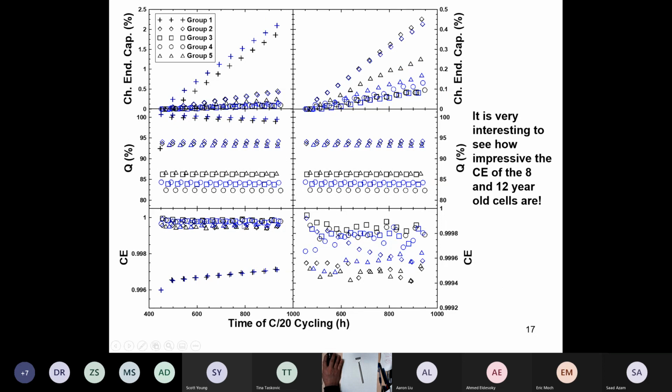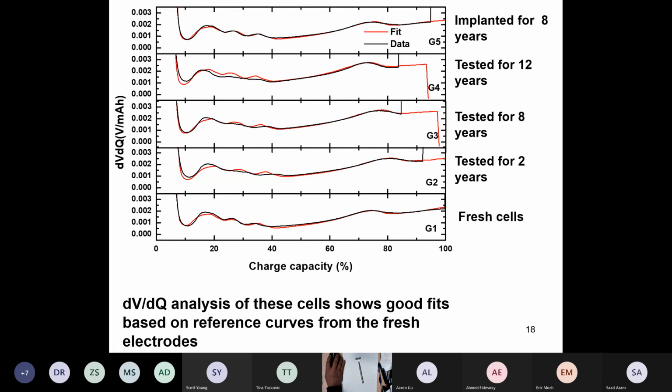If you take a look at the Coulombic efficiency of the circles and the squares, Group 3 and Group 4 are the cells that are the oldest. Their Coulombic efficiency in cycles at 40 degrees C at C over 20 is somewhere between 0.9998 and 0.9999. This shows you how good lithium-ion cells become after a long period of time. Once the SEIs get relatively thick, they become incredibly good. Okay, that's an aside.